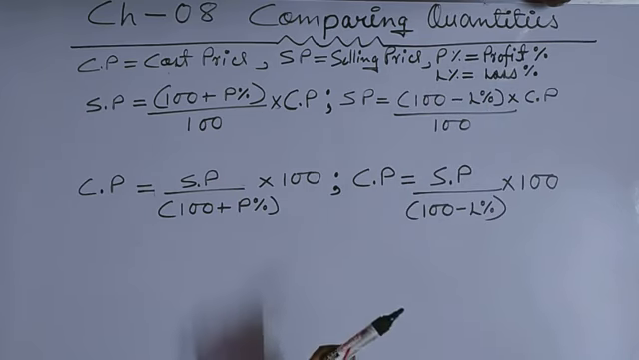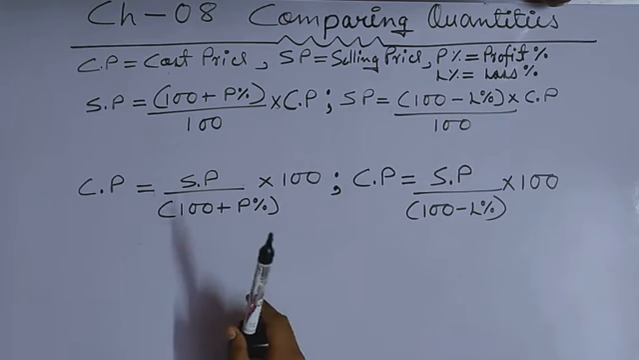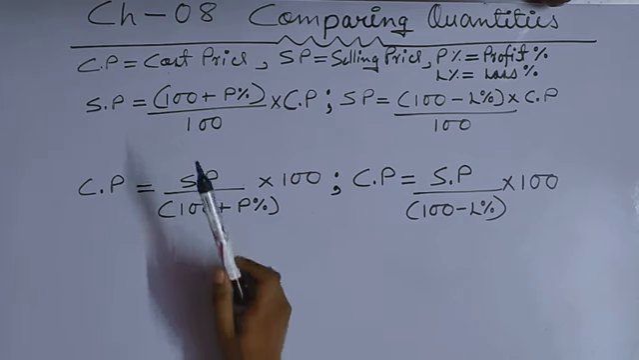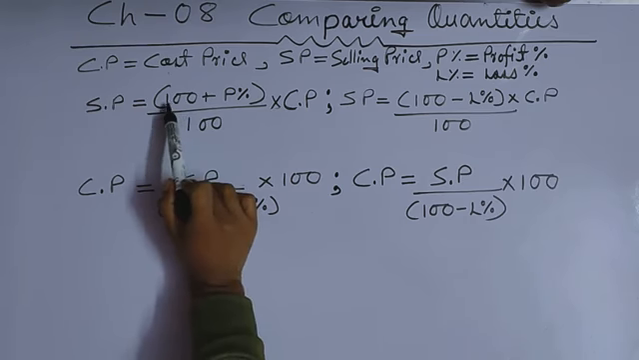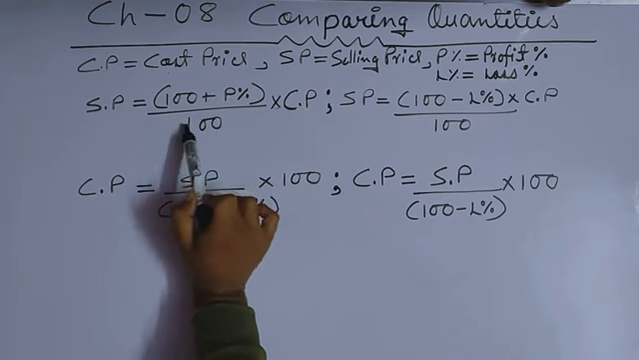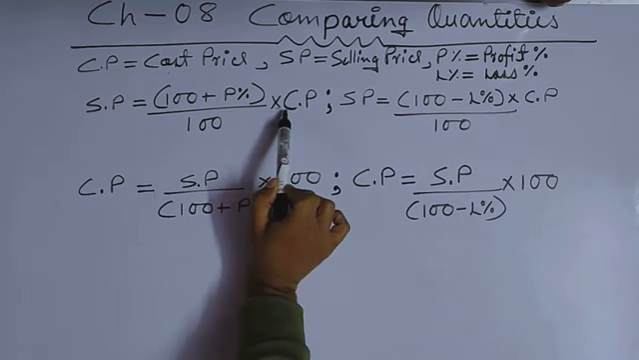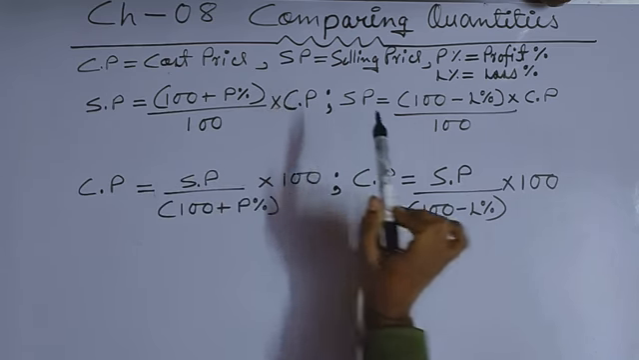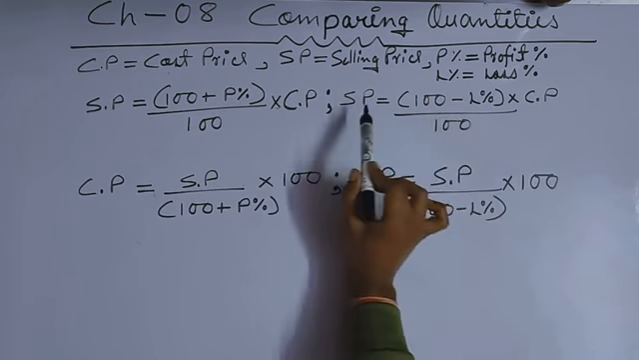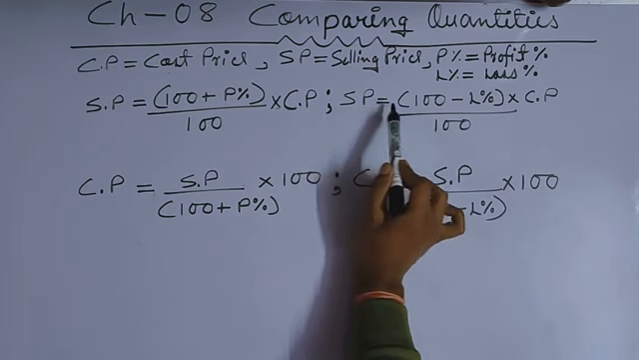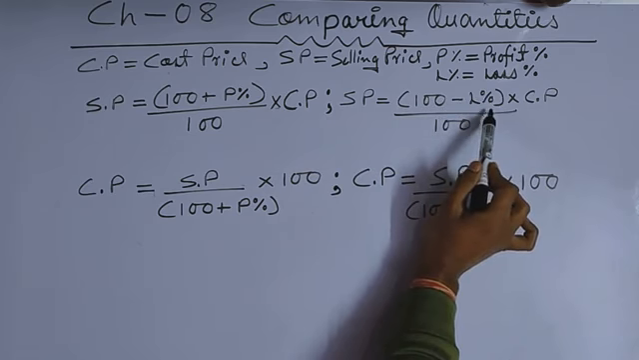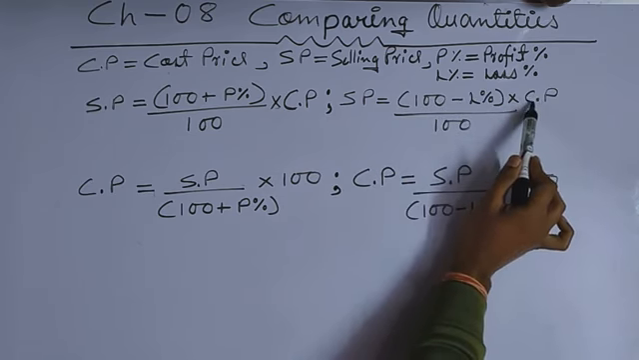So the first formula for the SP is that when there is a profit and cost price is given, in that case the formula will be SP equals bracket, inside the bracket 100 plus profit percent, upon 100, multiply CP. And when there is a loss, then in the place of plus profit percent there will be minus loss percent. So SP, that is selling price, will be equal to bracket start 100 minus loss percent bracket close upon 100, then multiply cost price.